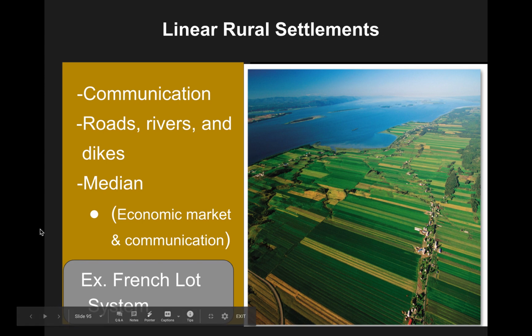You have linear clustered settlements, and those are going to be along a river, a road, or a dike, and we can see right here. Oftentimes when they're found here, the common example we see is the French long lot system, where the French resided in a long lot along the St. Lawrence River in Quebec. And the median is very important because that will be where communication is. So decreasing the distance decay, or also making it very accessible to the economic markets, which are situated in the middle of these linear settlements.